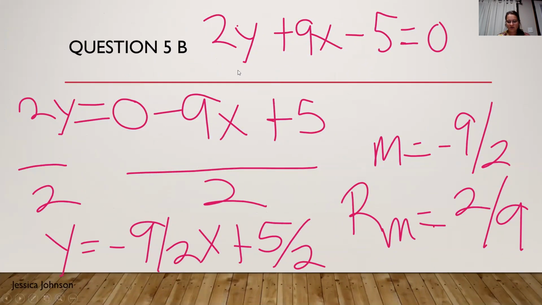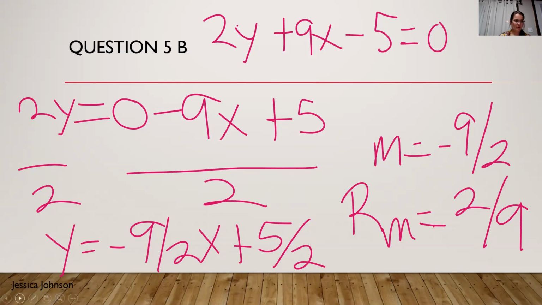We were given 2y plus 9x minus 5 equals 0. So I need to solve for y. So I take 2y equals 0 minus 9x plus 5, and I divide both sides by 2. So y equals negative 9 over 2x plus 5 over 2. This gives me my slope of negative 9 over 2. But in order to find the perpendicular slope, I need the reciprocal, which is 2 over 9.